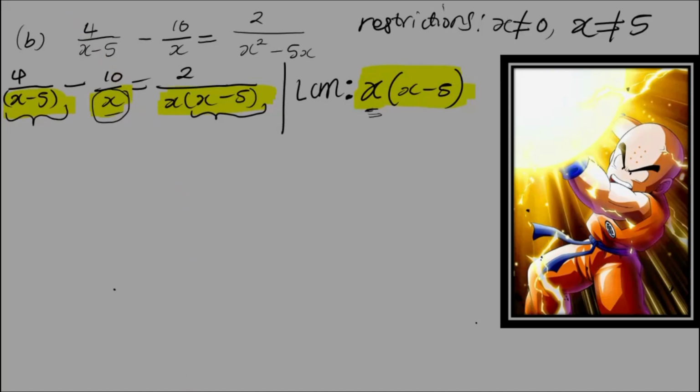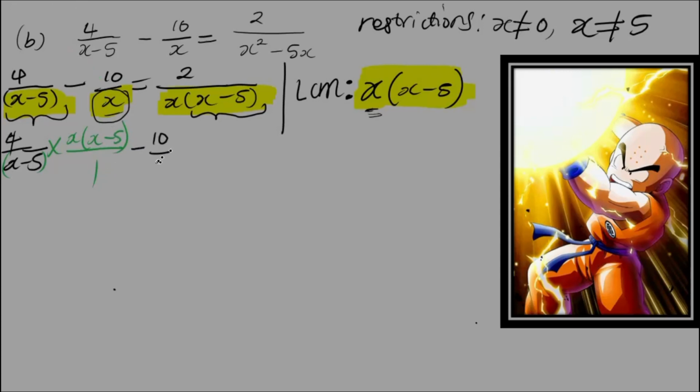Now that we found the LCM, we multiply every fraction with the LCM. So I have 4 all over x minus 5. I multiply this with the LCM, so multiply this with x into (x minus 5) all over 1. Remember, whenever you have a binomial, it needs to be in brackets. Then we move on to the next part.